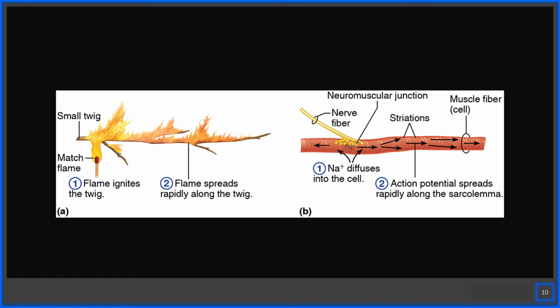In B, you see the first event is exciting a muscle fiber and rapid diffusion of sodium ions into the cell when the permeability of the sarcolemma changes. The second event is the spreading of the action potential along the sarcolemma when enough sodium ions have entered to upset the electrical conditions of the cell.